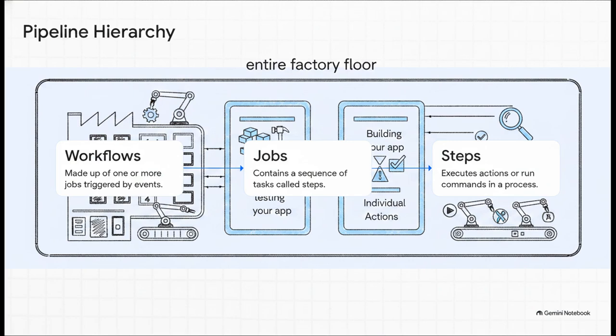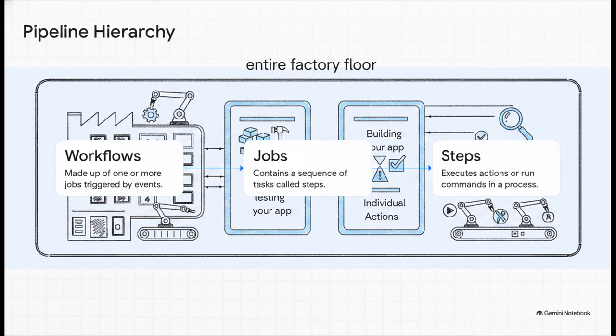Moving right along to Section 2, Core Pipeline Concepts Explained. Now, GitHub Actions uses a very specific logical hierarchy. It's honestly a lot like a set of Russian nesting dolls. First up, you've got workflows. The workflow is basically your entire factory floor. When an event happens, it triggers a workflow. Inside that workflow, you have jobs.